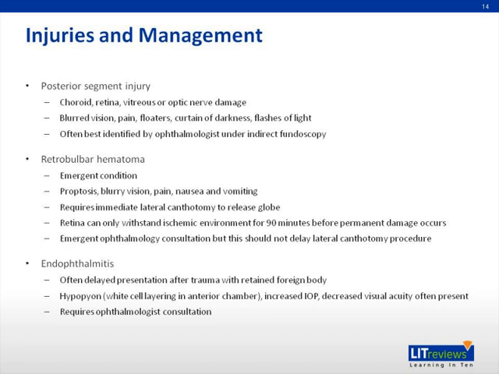Endophthalmitis is something that is a delayed presentation after trauma. It's usually just the result of a retained foreign body. You'll have an inflammatory reaction that results in a hypopyon, which is just a white cell layering, similar to the hyphema we saw before, except this is white in color, just white cells, really almost pus per se, that layers in the anterior chamber. And you should certainly seek ophthalmologist consultation for these for definitive management.